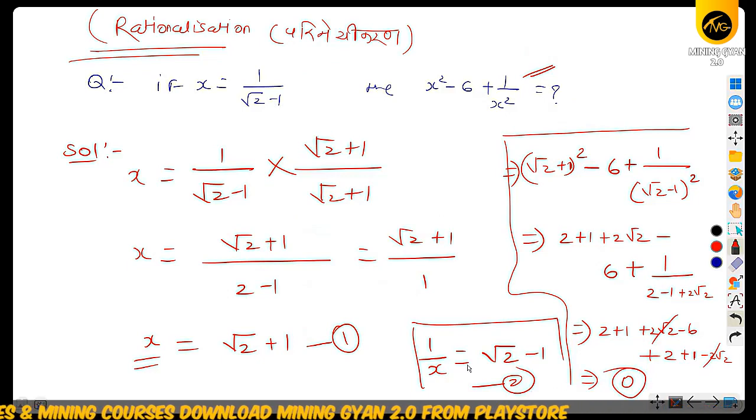2 plus 1, 2 plus 1 and minus 6. 3, 3 and minus 6. Correct, 0 is the answer.